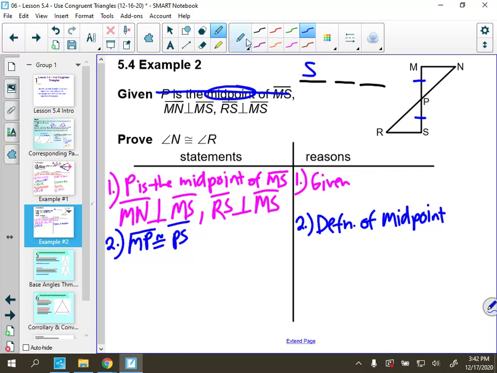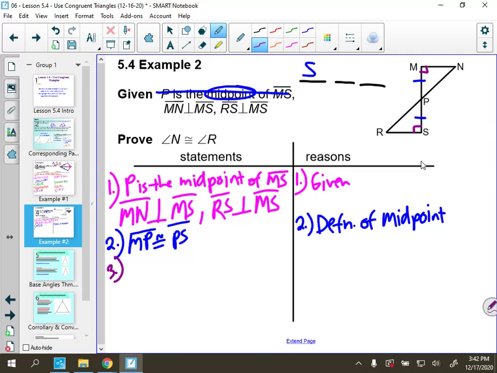All right. So I think we can work with these two pieces together here. When I see this statement MN, so where's MN? It's right here. MN is perpendicular to MS. That tells me in my head that I should add a little right angle right there because I know that perpendicular means right angles. And very similarly, RS being perpendicular to MS also tells me there should be a little right angle symbol right there.